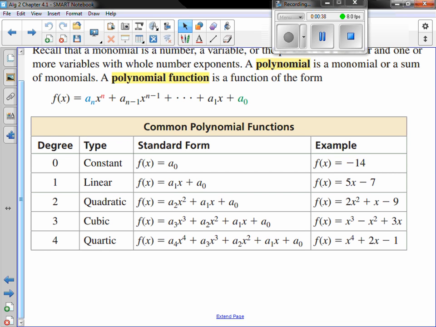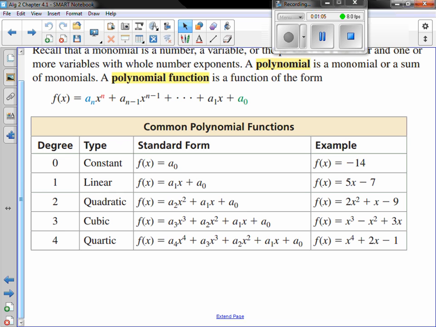Now, there's some others. There's one that's called a constant. When we talk about constants, we're just talking about a number. Y equals -14. We're talking about our horizontal straight line. Linear functions, you talked about that especially a lot in Algebra 1. 5x minus 7, y equals mx plus b. That is a linear function. It is a polynomial function. Then we talked about quadratics. Now what we're going to start delving into is cubics and quartics.